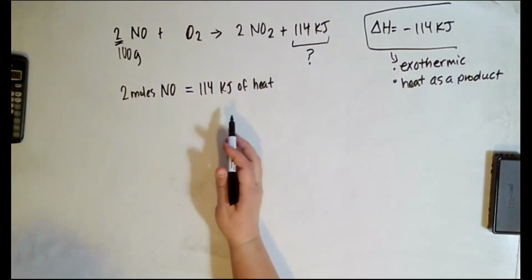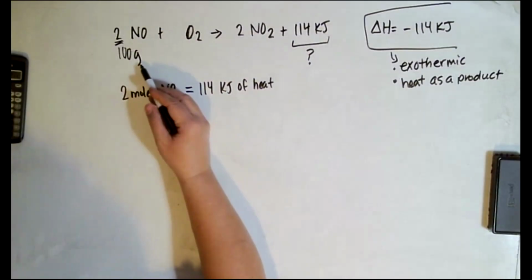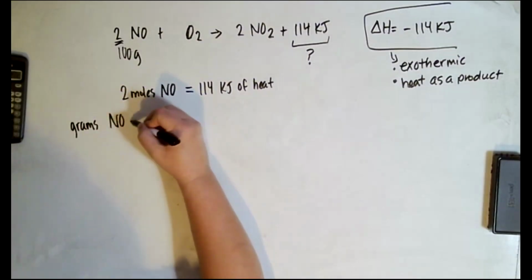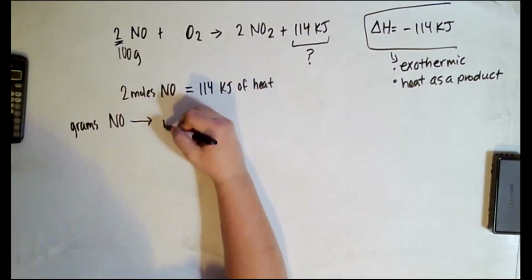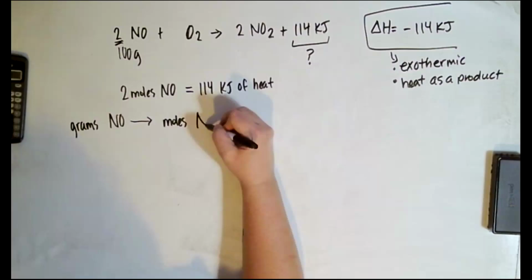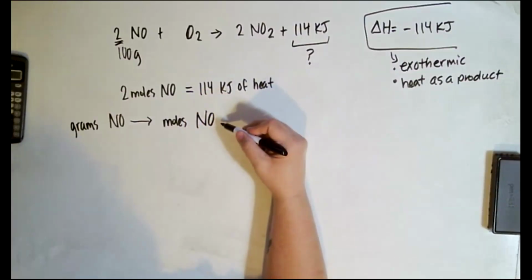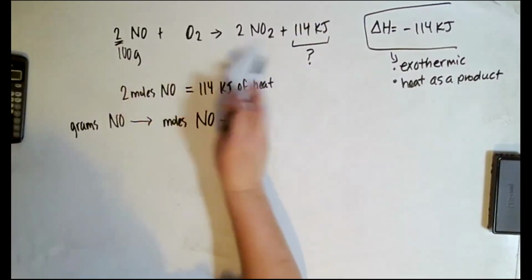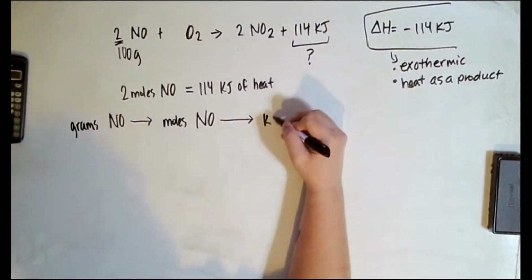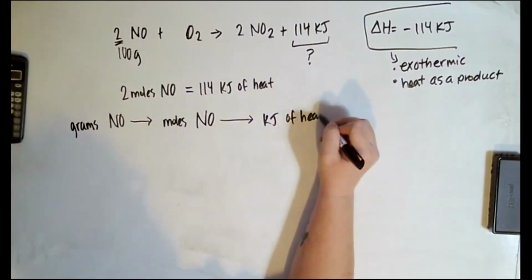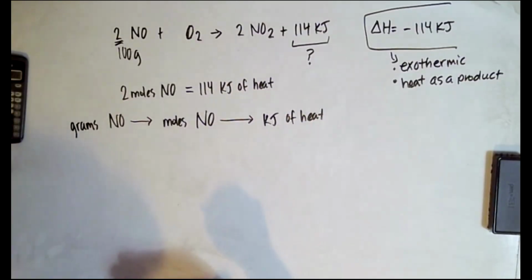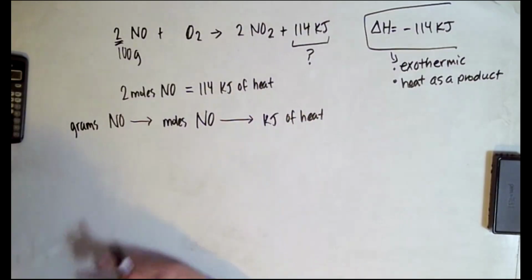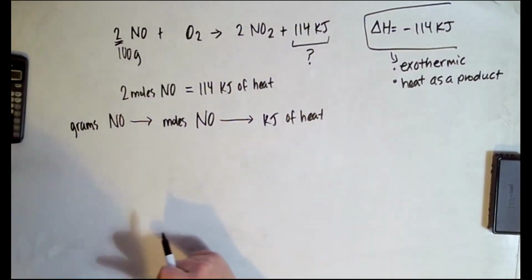So we can use that equality and say, all right, I'm going to start with my grams of NO and use my molar mass to turn it into moles of NO. Once I have my number in moles of NO, I'm going to use the equality from my balanced equation to turn it into kilojoules of heat. We can break these types of problems down into steps as well. You don't always have to do them in that one single solution line.